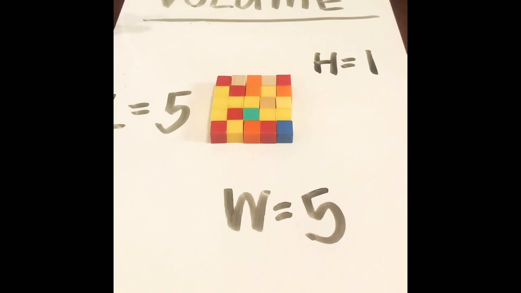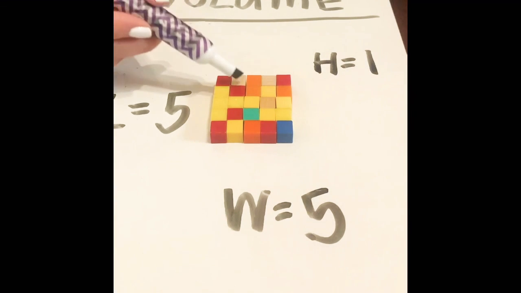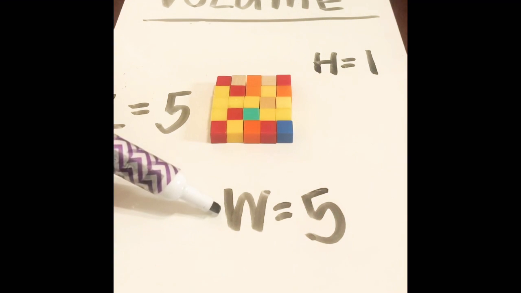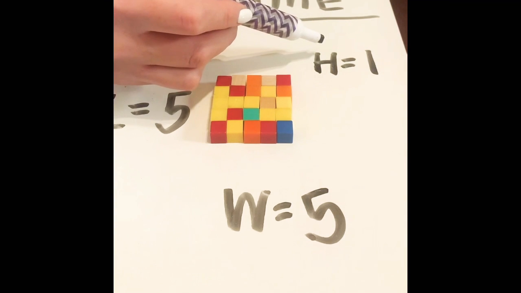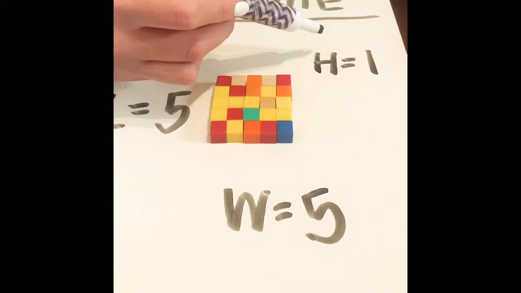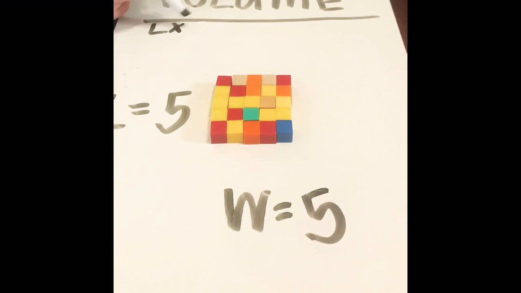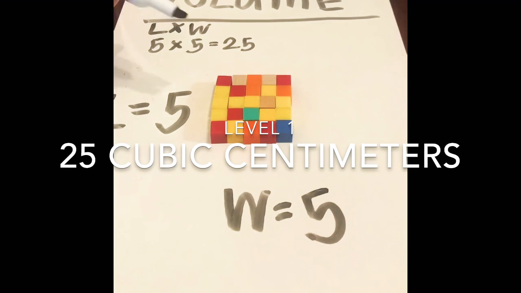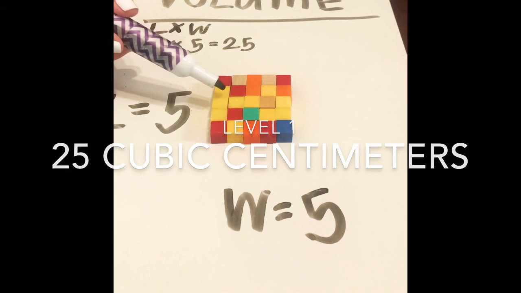In order to figure out the total amount of cubic centimeters in this array, I could take the length, multiply it by the width, and then think about how many layers I have by multiplying it by the height. If I do length times width, or in this case, 5 times 5, I should notice that there are 25 cubic centimeters in this array. So on level 1 of my cube, I've got 25 little cubes.